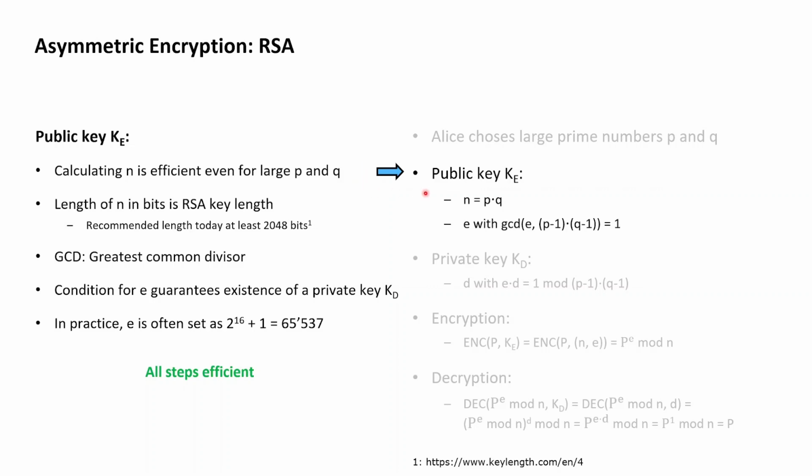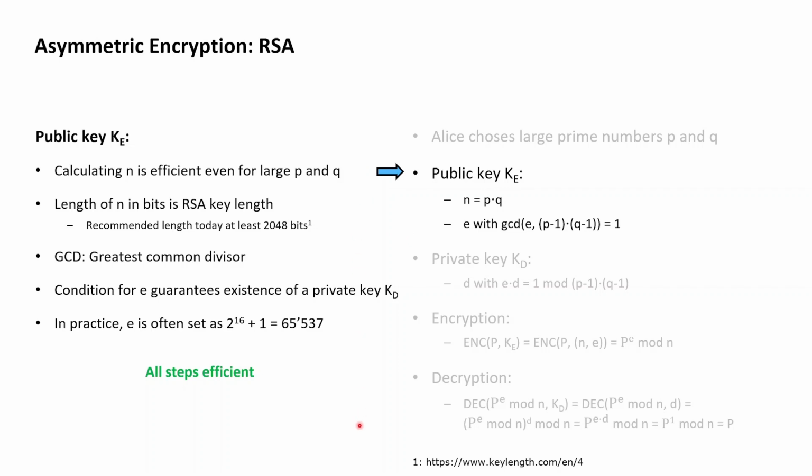The public key is a pair of numbers n and e, where n is simply the product of these two prime numbers P and Q, and where e is a number that's relatively prime to the product P minus 1 times Q minus 1, and with e in practice often actually just being set to the number 2 to the power of 16 plus 1. The condition on e to be relatively prime to P minus 1 and Q minus 1 guarantees the existence of a corresponding private key.